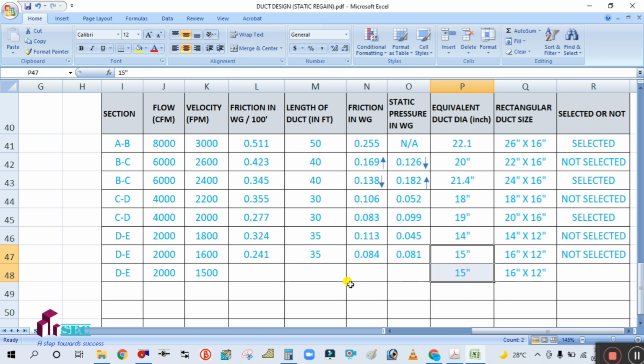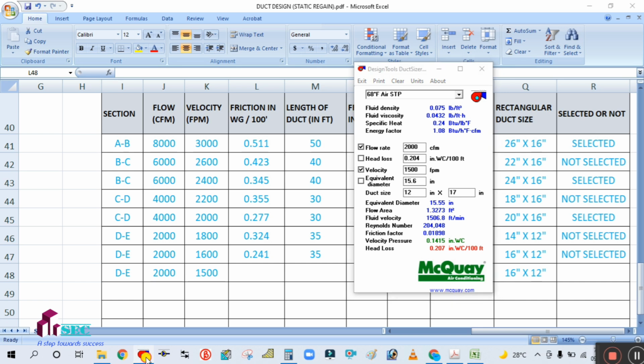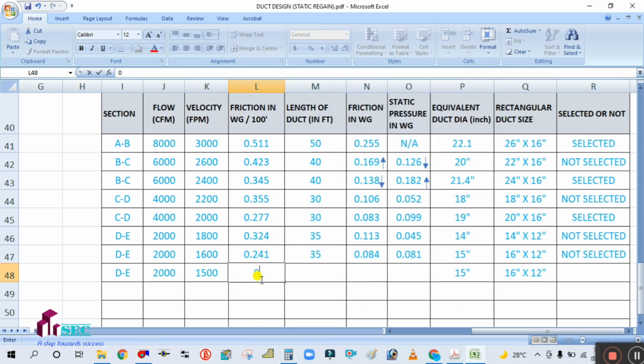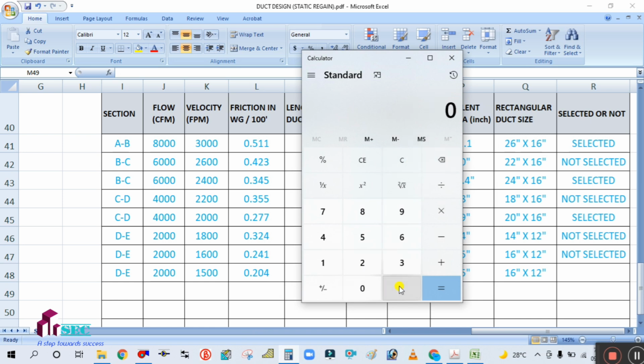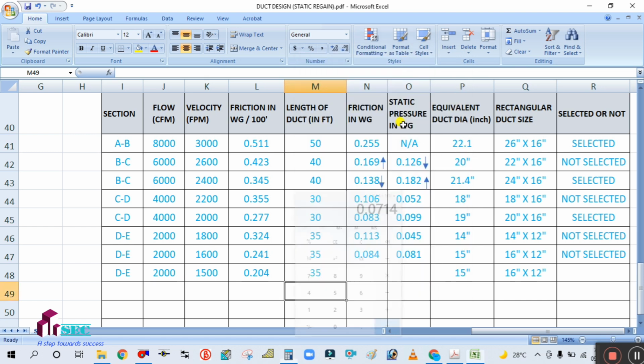And the friction loss for 100 feet of duct length is 0.204, and the duct length is 35 feet. So for 35 feet, how much will it be? 0.204 into 35 divided by 100, so 0.0714. Now we have to check the static pressure.